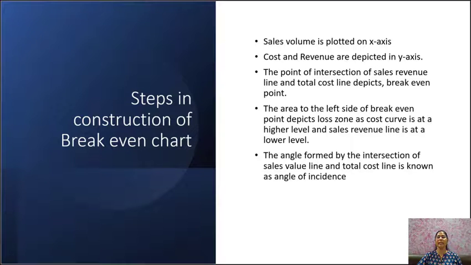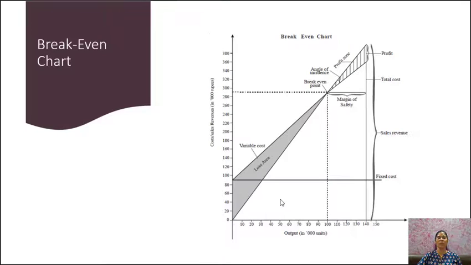The area to the right hand side of the break-even point is called the profit zone, as the sales revenue line lies at a higher level. The angle formed by the intersection of the sales value line and total cost line is known as the angle of incidence. Larger the angle, lower is the break-even point and vice versa.